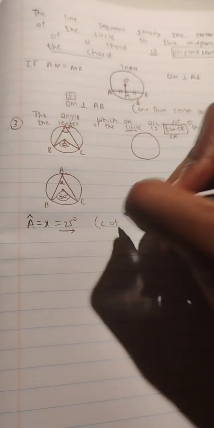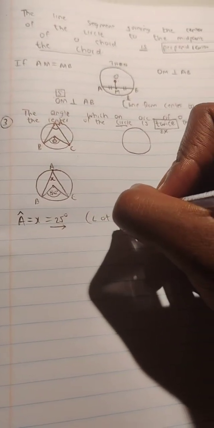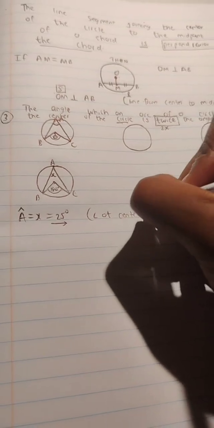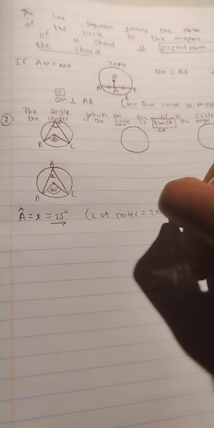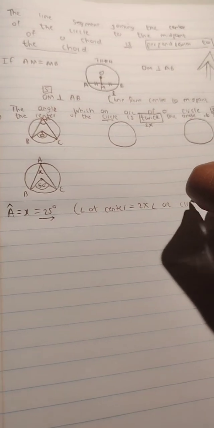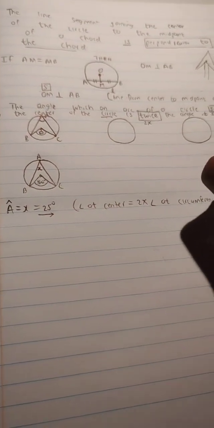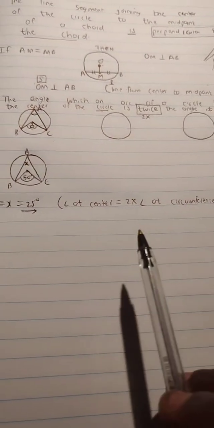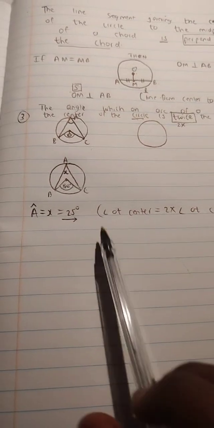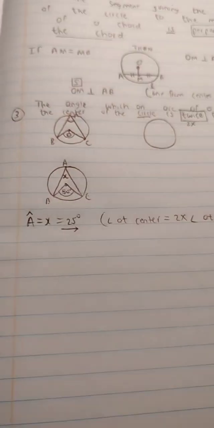Guys, I would hope that you know that angle A, which is x, is definitely 25 degrees. When you write your reason, angle at center is equal to 2 times angle at circumference. Okay. Angle A is equal to 25 degrees.